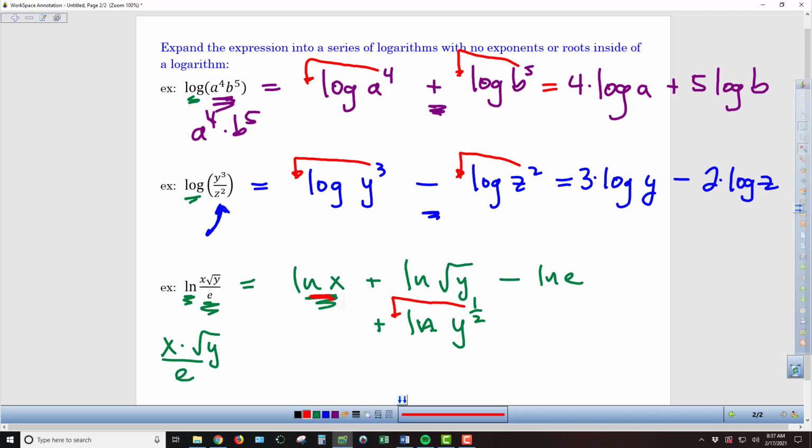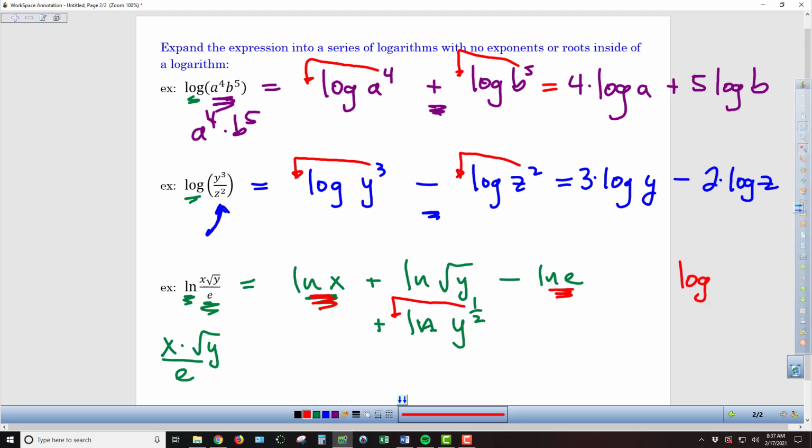So the natural log of x piece is going to stay put. We can make this adjustment on the middle, the natural log of root y. And then for the last piece here, we've got the natural log of e. And if you'll recall, we have a property that says when the log base and the number you're taking the log of match, your answer is always 1.